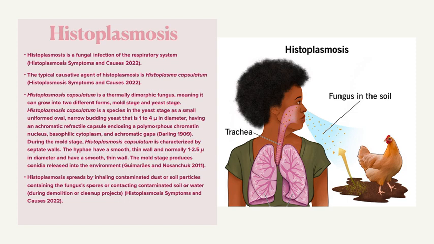During the mold stage, Histoplasma capsulatum is characterized by septate hyphae. The hyphae have a smooth, thin wall and are normally 2.5 µm in diameter. The mold stage produces conidia that are released into the environment. Gimmeries and Nossiter, 2011.